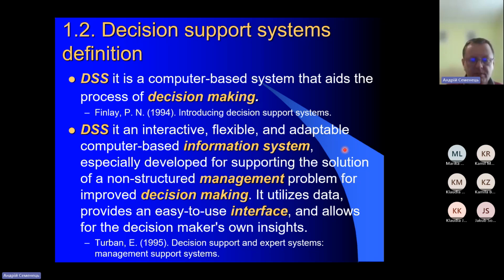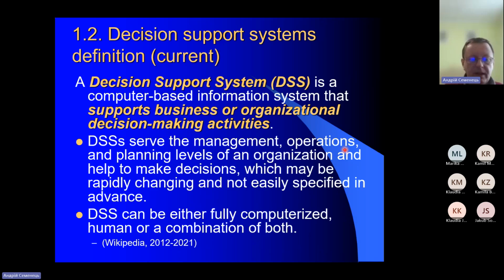So, very good definition despite its age. Finally, if we talk about a more modern or current understanding, we can see the decision support system as a computer-based information system that supports business and organizational decision-making activities, and management and operational planning levels of the organization, and helps make decisions. Here it is important to understand that the decision support system could work in fully automatic mode, but also in cooperation with human staff, like some kind of combination of both.